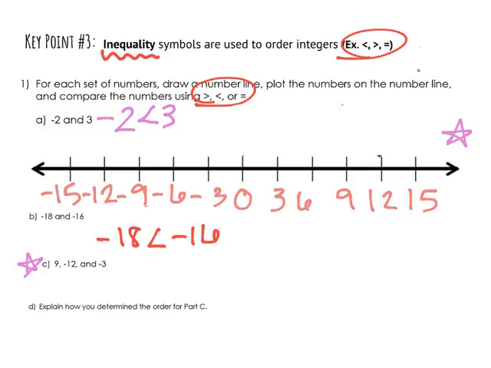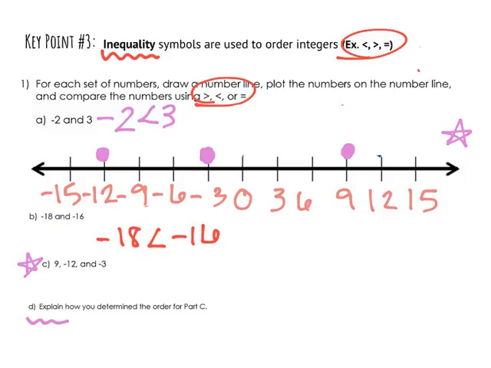So now the first thing I need to do is plot these integers. So I have a positive 9, negative 12, and negative 3. So now I need to order them using these inequality symbols. I know that my number line can be used as a tool to help me.